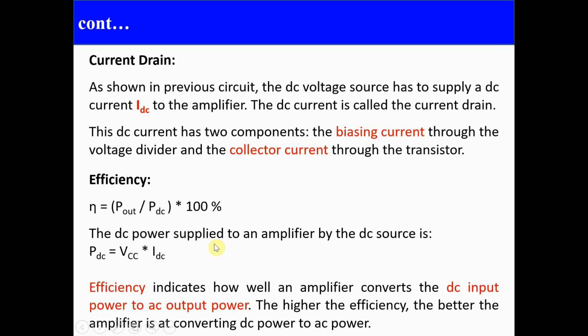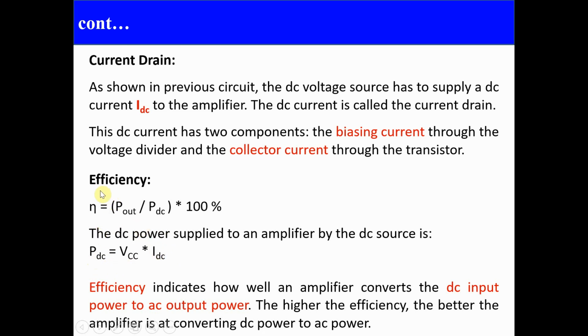Now this DC power is supplied by the DC source, as we are using VCC. VCC provides some current, and the multiplication of VCC and the current provided by the supply, IDC or current drain, is known as DC power. So PDC is the input power to the amplifier, and this DC input power is converted into AC to boost the energy of the weak signal.